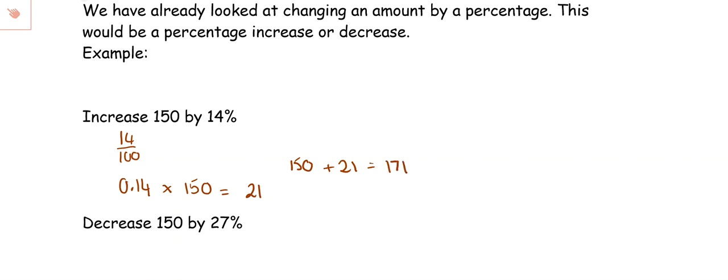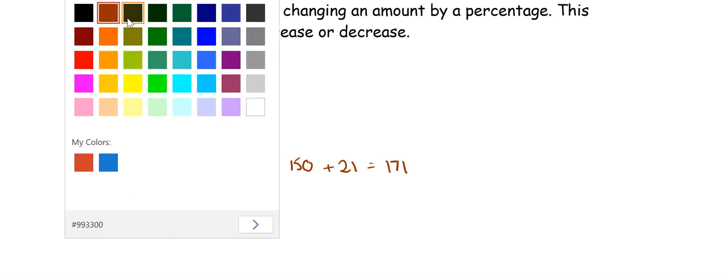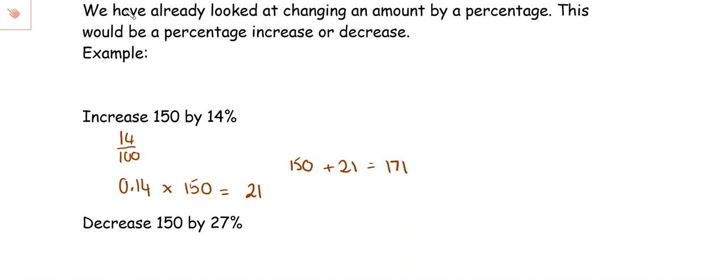171. Can anyone do it in a quicker, more efficient method? I don't want the percentage button on your calculator to be used. Can you still do it? Well, I do 150 times 0.14 equals 21. Yeah, that's what we've got here.